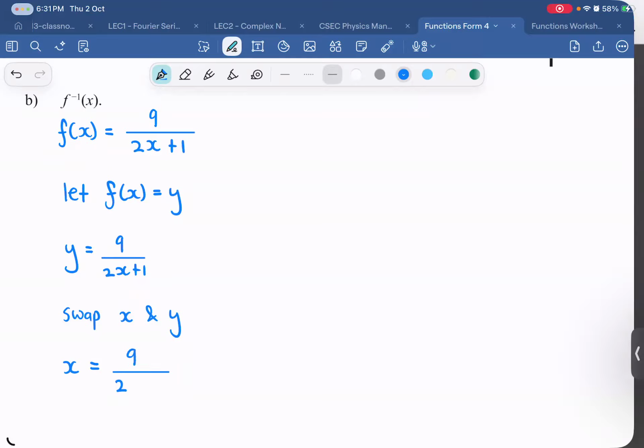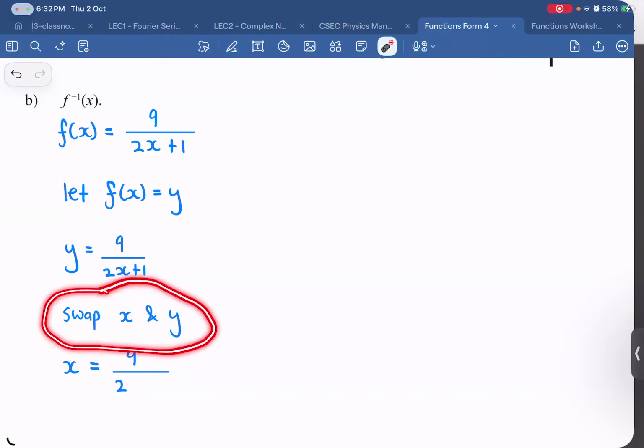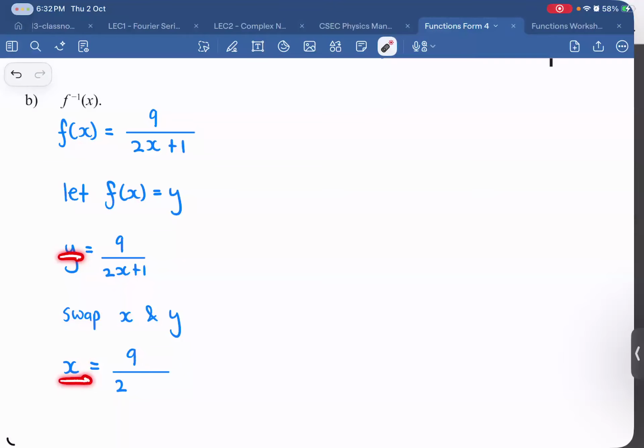Somebody else, Keshava. What am I gonna write for x? 9 over 2x plus 1. No, it wasn't. I catch you lacking. What does the line above say? Read that for me. So to swap x and y. Okay, so if I swap in, look at what happened here. The y turned to what? The x. So what do you think x should turn to?